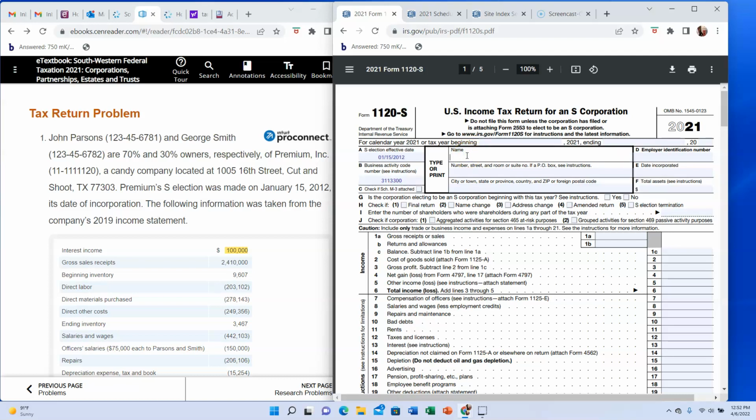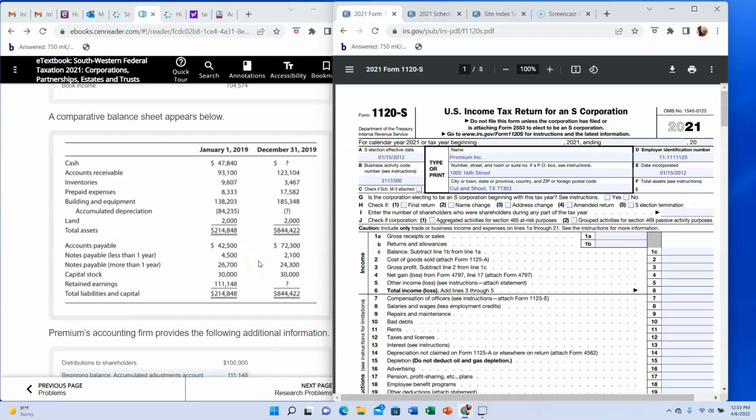All right, name: Premium Incorporated. Address: 2005 16th Street, Cut and Shoot, Texas. And employer ID number 11-1234567. They were also incorporated on January the 15th of 2012. And their total assets you can find down here on the balance sheet: 844,422.